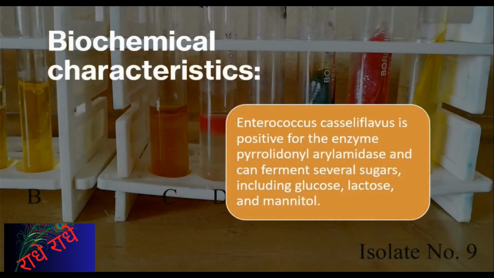Enterococcus casseliflavus is characterized by its positive reaction for the enzyme pyrrolidinyl arylamidase, PYR. This enzymatic activity is useful for identifying and differentiating this bacterium from other Enterococcus species. Additionally, it has the ability to ferment several sugars, including glucose, lactose, and mannitol. This means that it can utilize these sugars as a source of energy and produce byproducts such as acids or gases during the fermentation process. These biochemical characteristics are important for the identification and classification of Enterococcus casseliflavus in laboratory settings. They provide valuable information about its metabolic capabilities and help in distinguishing it from other related bacteria.